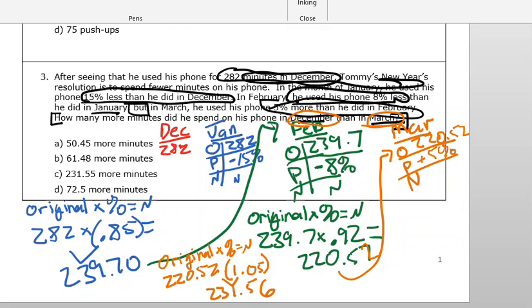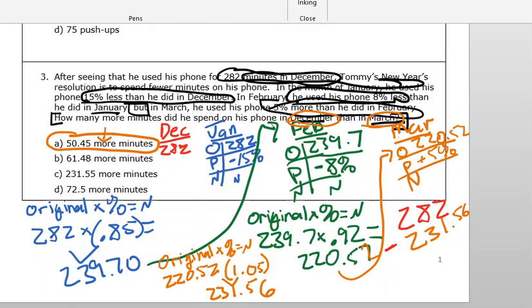What I actually need to do is subtract March from December. So my December number was 282. I'm going to subtract from that my March number, which was 231.56. All right. So I'm going to go 282 minus 231.56, okay? And that gives me 50.44. Now, this was an approximation just because I rounded some of my things in the thousands place. So my answer here is going to be 50.45 more minutes.